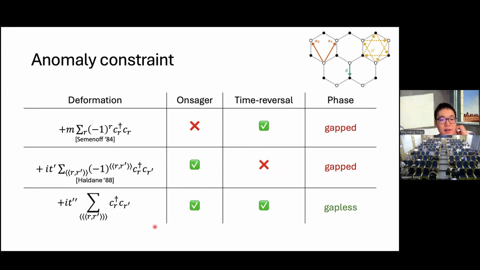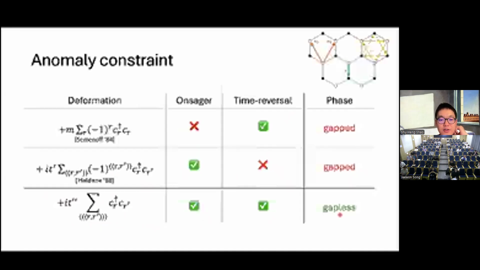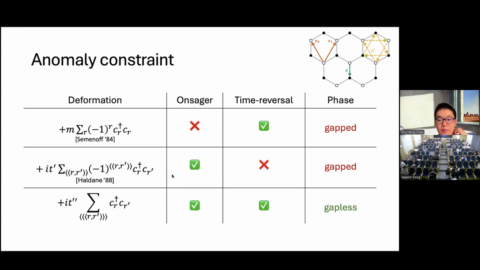And this preserves both of them, and it is gapless, and it has an interesting phase diagram that we study in the paper. But I will not say too much about it during the talk. So this is just a simple demonstration of various deformations. Some of them break the symmetry, some of them preserve the symmetry, and how the resulting phase diagram is consistent with the anomaly constraint we prove.